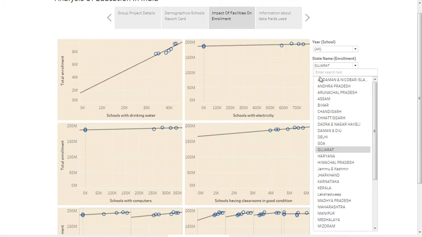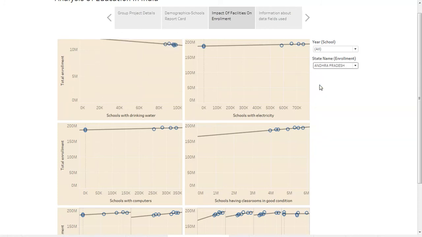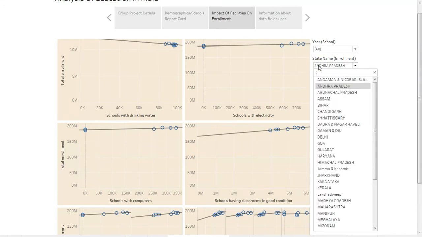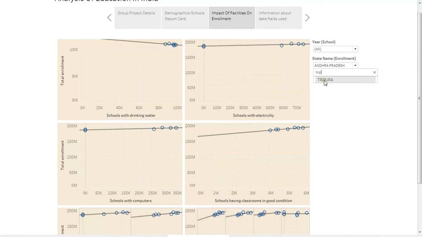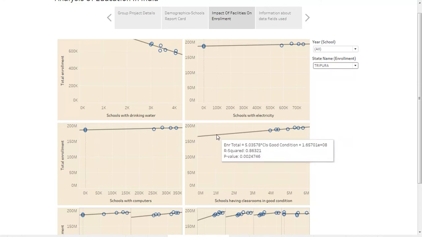States like Andhra Pradesh, Rajasthan, and Odisha have a nearly constant enrollment. The facilities are increasing over time, but they are not impacting the enrollments in these states. Now we'll see some more examples where only a single facility has an impact on the enrollment of the state. In states like Tripura, only improving the conditions of the classroom is showing an increase in the enrollment.